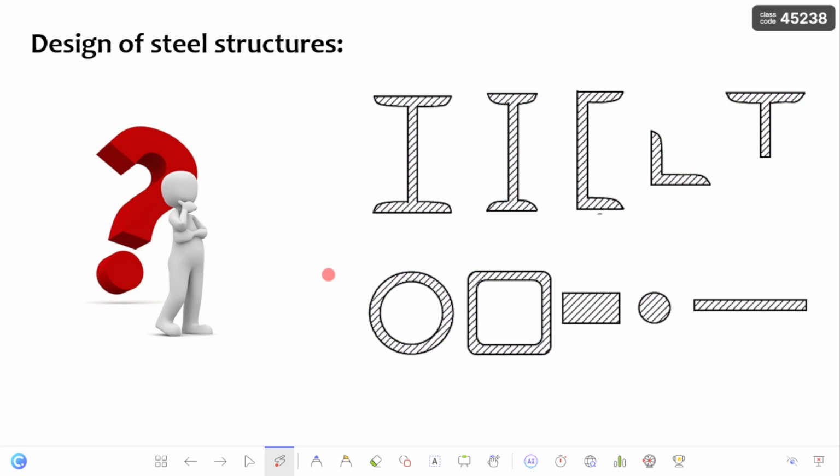In this video, I am going to discuss one of the most important topics, that is why we are using different types of cross sections in the steel industry. Why not a unique shape? Here you can see the different cross sections: wide flange I section, normal I section, channel section, angle section, T section, also circular hollow section, square hollow section, solid rectangular section, solid circular section, and also plates. Few people simply say that based on the applications and the situations in the civil engineering industry, we are going to use different types of cross sections.